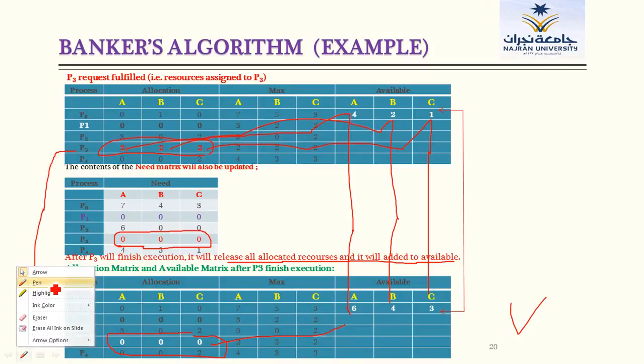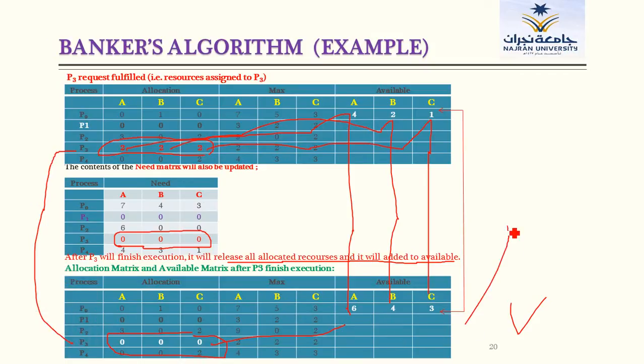Now from here we have to execute the next process, which is P4. And we know the requirement for P4. He needs 4 instances of A, 3 instances of B and 1 instance of C. Now again we will check that request must be less than or equal to available. So what is the request? Request is 4, 3, 1, and what is available? 6, 4, 3 available.